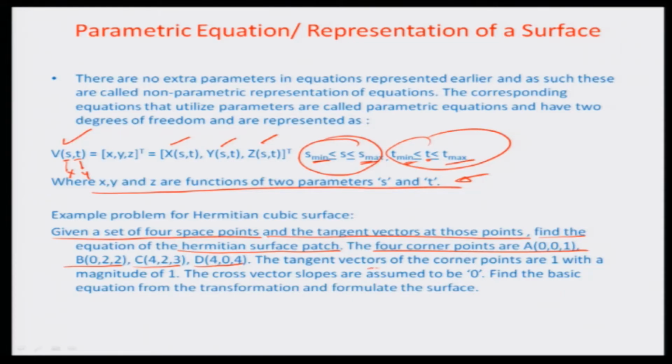The tangent vectors at the corner points are given with a magnitude of 1. So the cross vector slopes are assumed to be 0. There is a requirement of a cross vector slope, meaning the variation of a parameter with respect to S and then with respect to T. So it is a double slope that we are considering there. We call it cross slope. As the equation evolves, these will automatically come into the picture, and so we have to find the basic equation from transformation and formulate the surface. See the level of complexity involved in this calculation once we start doing it.